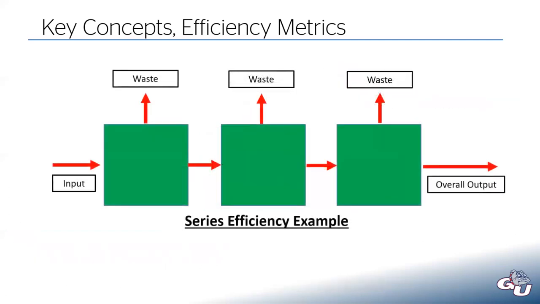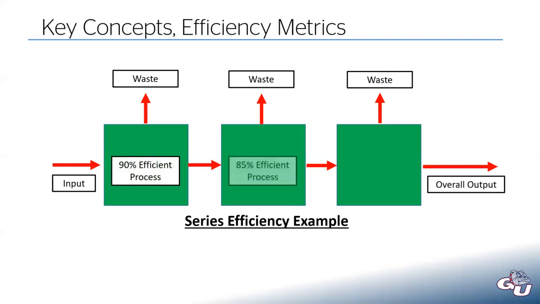And to help illustrate this series efficiency idea, in this case, we have 3 processes that are all in a row. So you're going to feed something to the first process, which then goes to the second process and to the third process to get something out the other side. So let's say this first process is 90% efficient, the second process is 85%, and the third is 88%.